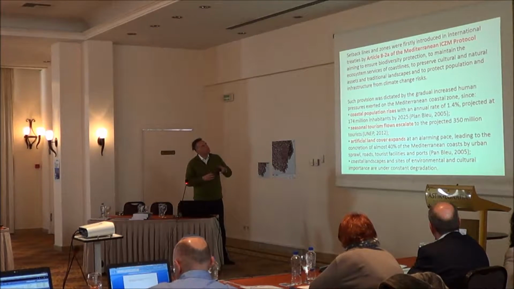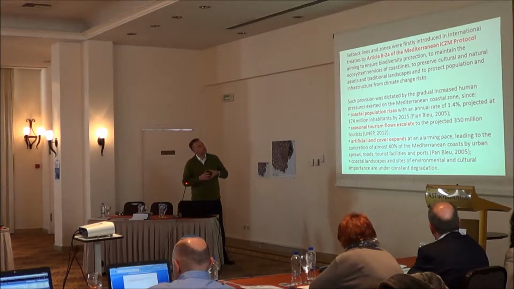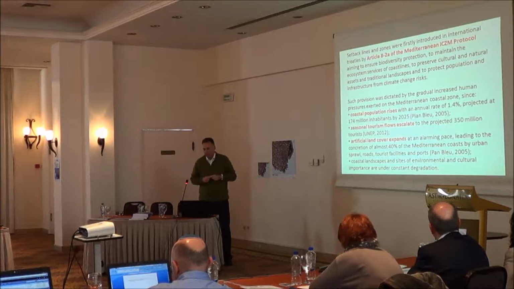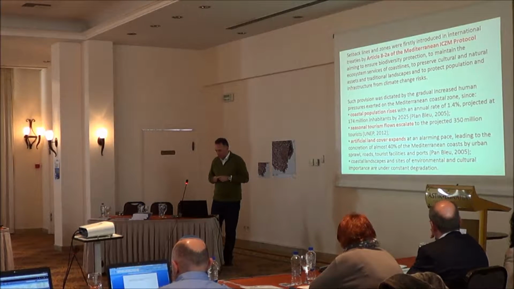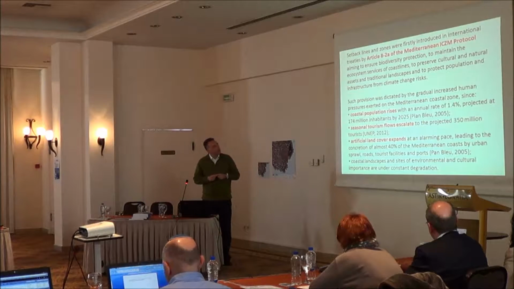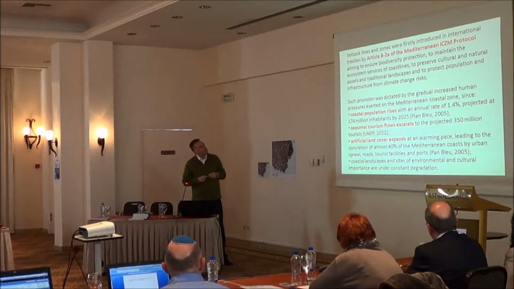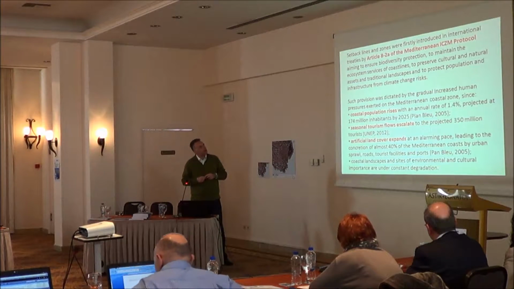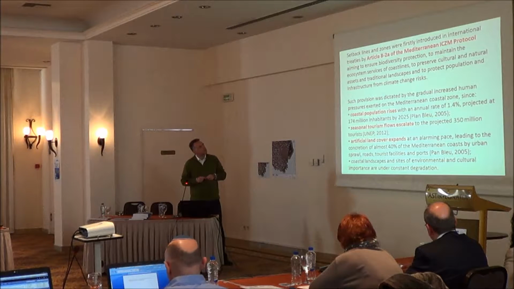Now, setback lines and zone were firstly introduced in international treaties by the Article 8.2a of the Mediterranean ICZM Protocol. Why they were established? In order to ensure the biodiversity protection, to maintain the ecosystem services of the coastline, to preserve cultural and natural assets and traditional landscapes, and to protect population and infrastructure from climate change risks.